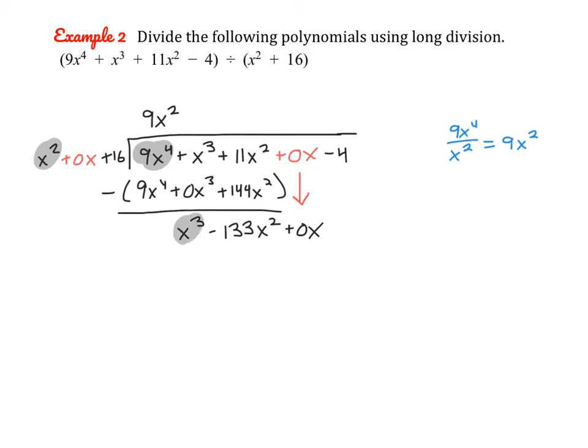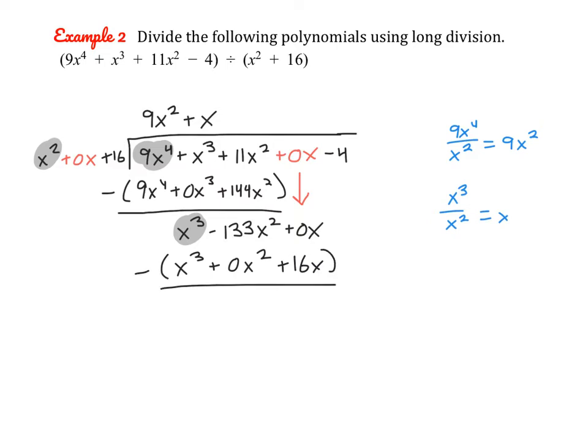So here we're going to do x cubed divided by x squared. And we get x, so that's the number that's going to go on top. And then we're going to multiply x by all three and place it underneath. So x times x squared is x cubed. X times 0x is, we could say 0x squared, so our terms match. And x times 16 is 16x. And now we're going to subtract.